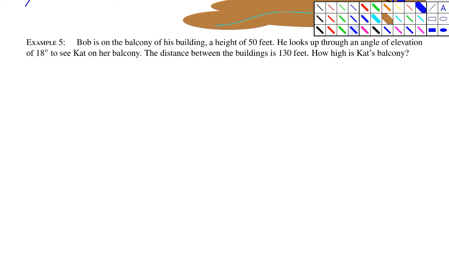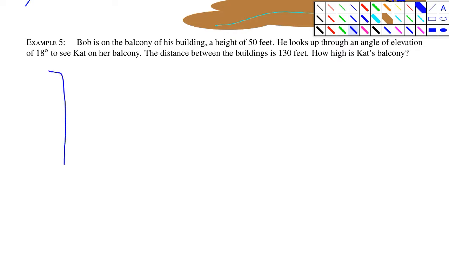Let's look at example 5. Bob is on the balcony of his building, a height of 50 feet. He looks up through an angle of elevation of 18 degrees to see Kat on her balcony. The distance between the buildings is 130 feet. How high is Kat's balcony? So we just sort of draw a little sketch here.